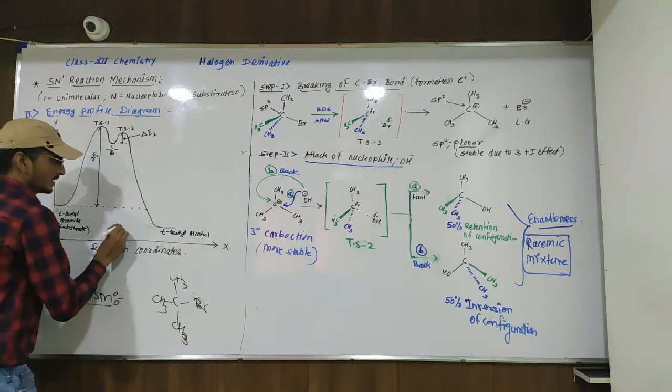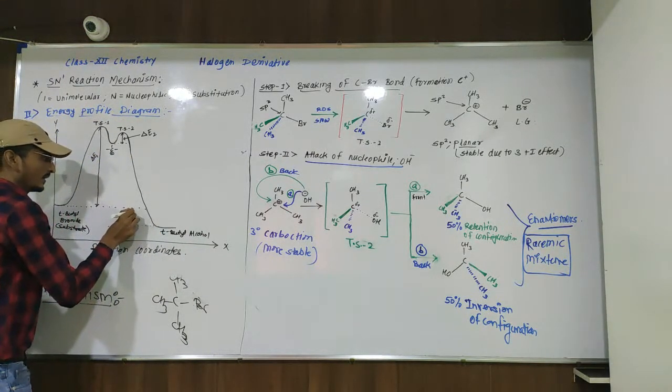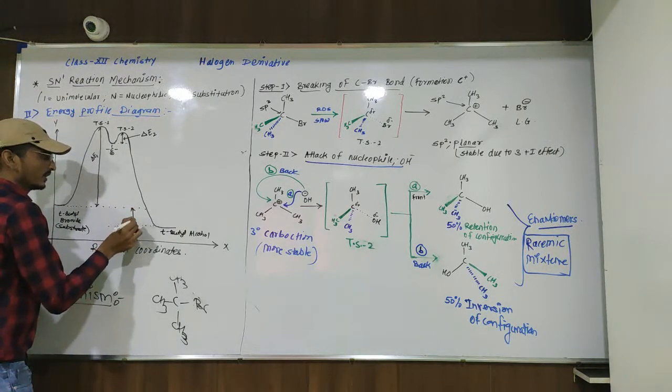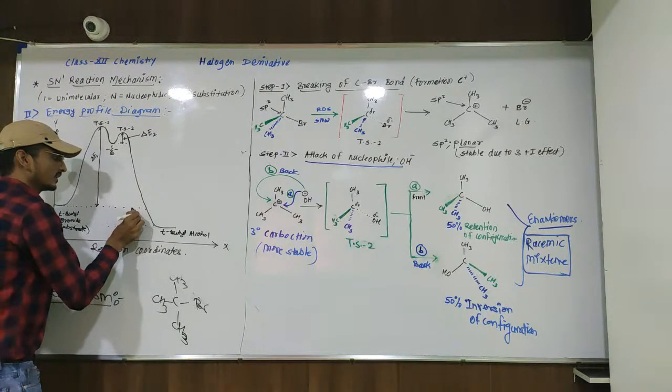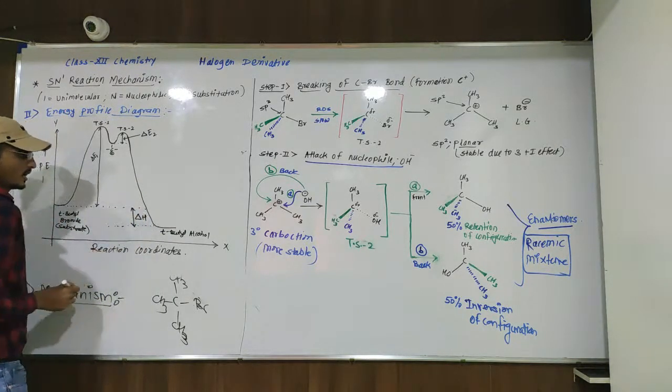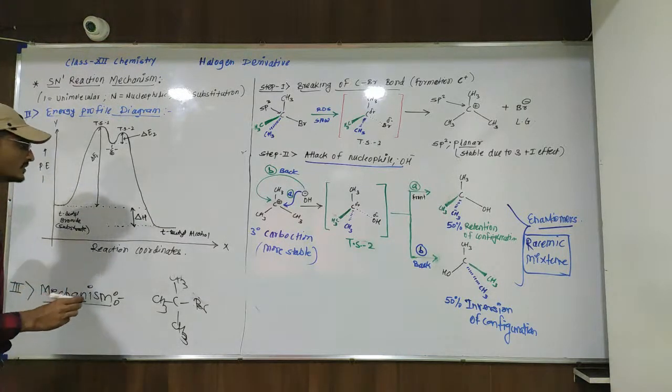But the potential energy difference between product and reactant, that thing is important here. The potential energy difference between product and reactant, that is nothing but the delta H. And what about the value of delta H here? So that delta H value should always be negative.